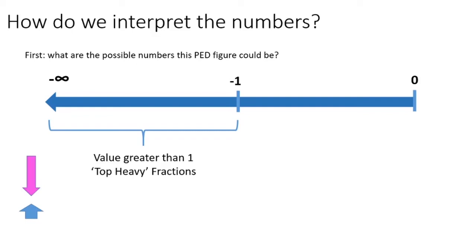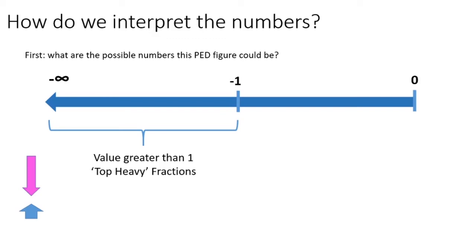If they fall in this zone here, between -1 and minus infinity, this means that they're going to be top-heavy fractions. The value, which is to say the absolute value of the number, is greater than 1. I know that it gets confusing because minus 1.5 is less than -1 on the number line, but the value 1.5 is greater than 1. So that's what I want you to think about, the absolute value of that number. It's a top-heavy fraction. The numerator is greater than the denominator.